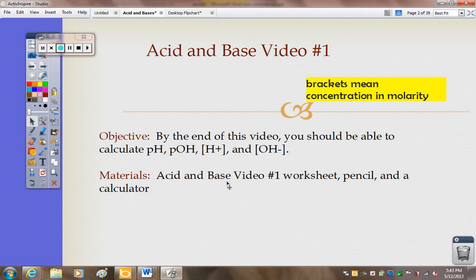In order to watch this video and have all the materials you need, you should have the video number 1 worksheet, a pencil, and a calculator. The calculator is particularly important because you're going to want to try these calculations on your own to make sure that you're using your calculator correctly, as there are sometimes some disparities between calculators.